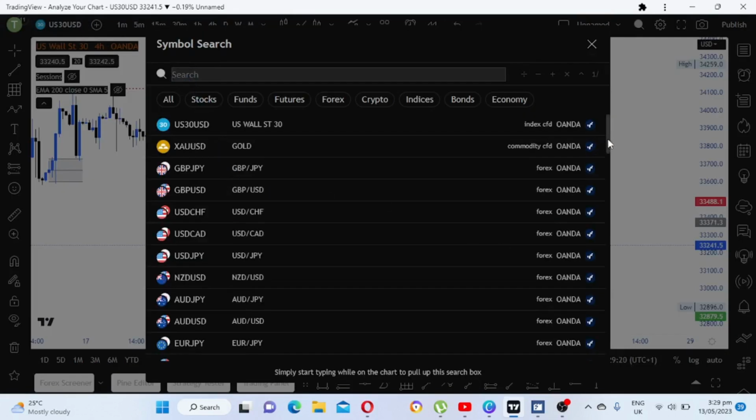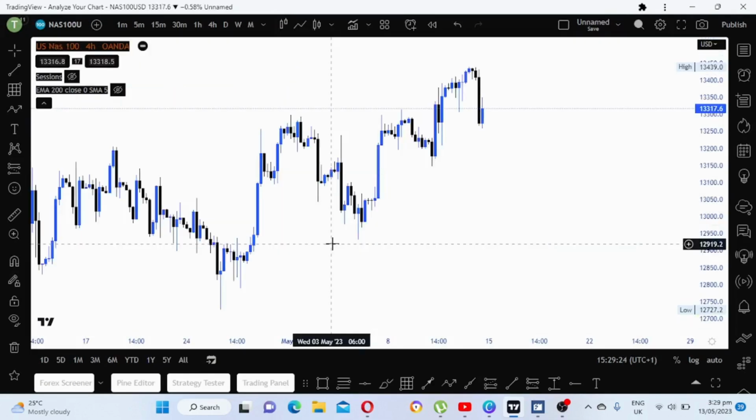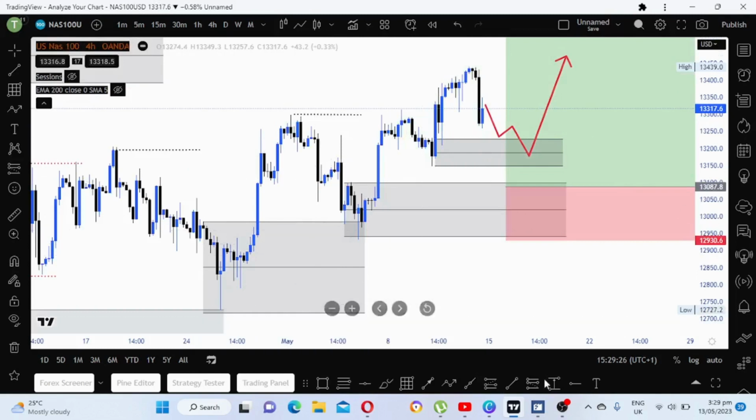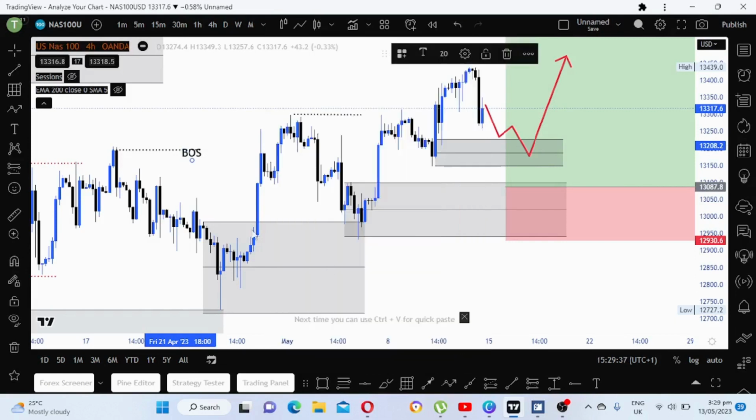Let's look at NAS. Looking at NAS, we are breaking structure to the upside. As you can see, we are bullish on H4. On daily also, we are bullish on the day. We are bullish on daily, as you can see.